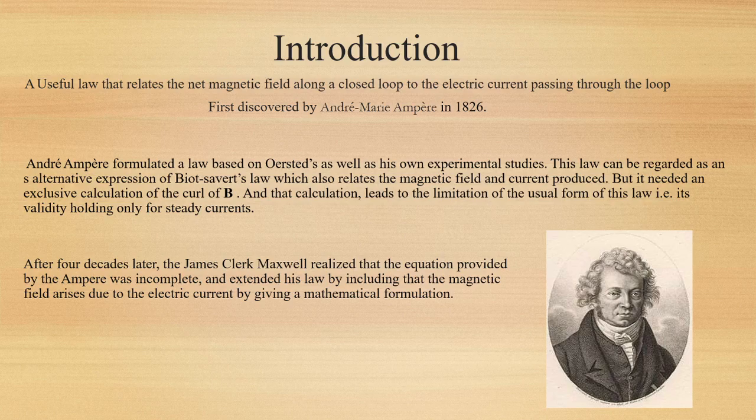This law can be regarded as an alternative expression of Biot-Savart's law, which also relates the magnetic field and the current that produces it. But it needed an exclusive calculation of the curl of B, and that calculation leads to the limitation of the usual form of this law, that is, its validity holding only for steady currents. Four decades later, James Clerk Maxwell realized that the equation provided by Ampere was incomplete and extended his law by including that the magnetic field arises due to the electric current, giving a mathematical formulation.